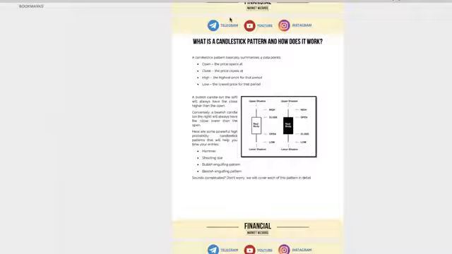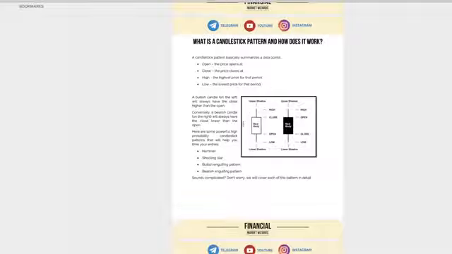If you're new to trading, a candlestick pattern actually only talks about four things. It summarizes four data points. The first is the open price, the second is the close, and then you have the high and the low. Simple enough.